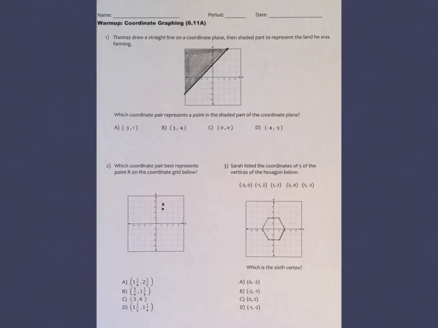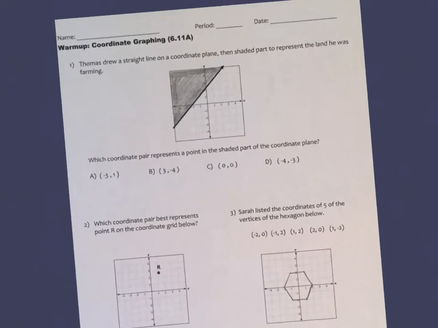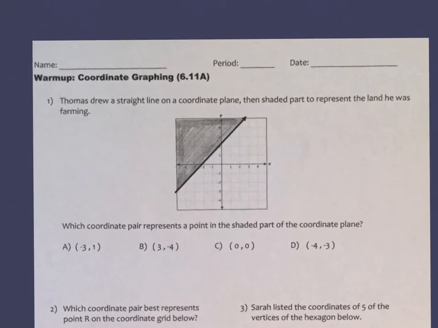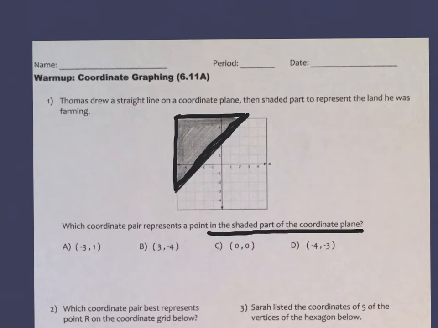On Friday, we were given 3 more problems to continue practicing the skill of coordinate graphing. In problem number 1, it says that Thomas drew a straight line on a coordinate plane and then shaded part to represent the land he was farming. It's pretty clear that the shaded portion fits right in here. Okay, so which coordinate pair represents a point in the shaded part of the coordinate plane?